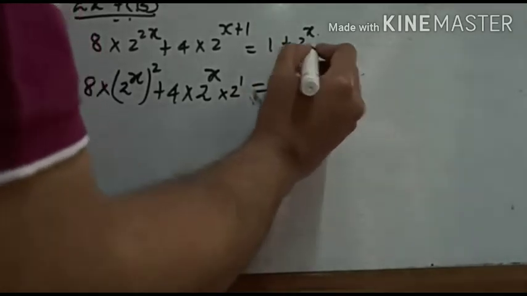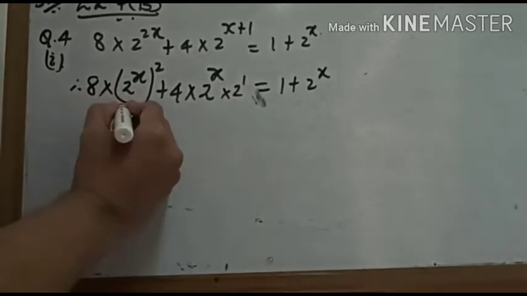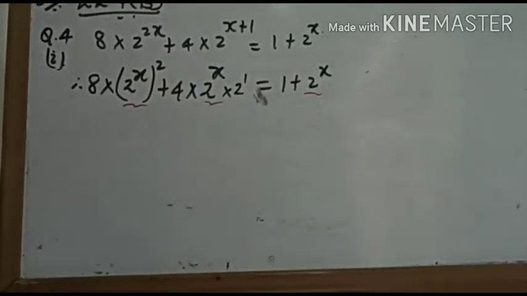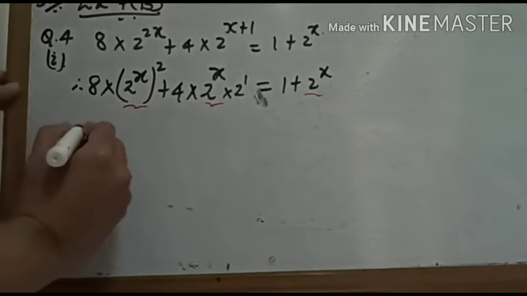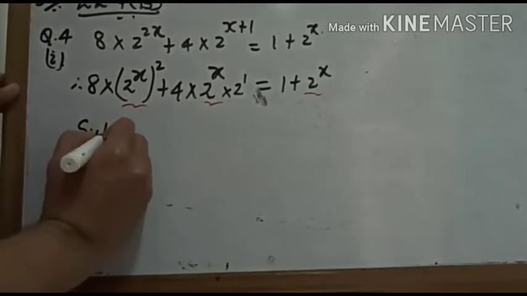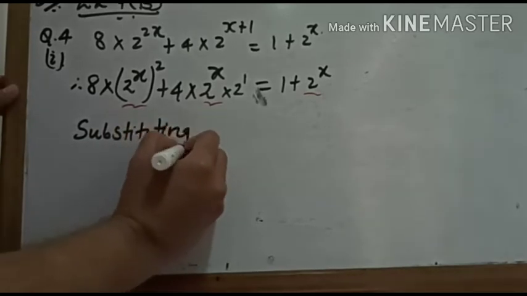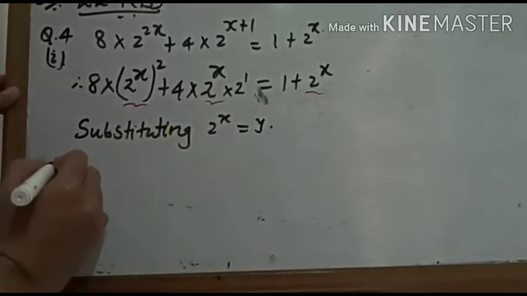2 raised to x. Now I can see this 2 raised to x at multiple places, and it may be giving me a little trouble. I'm talking about this particular part. So I'm going to get rid of that 2 raised to x. So I'm writing, substituting 2 raised to x is equal to y. So what will happen here?